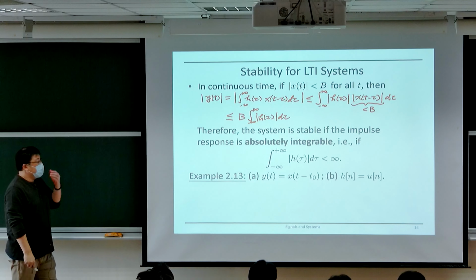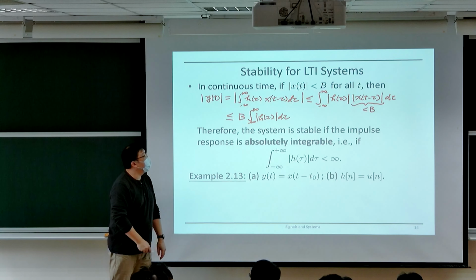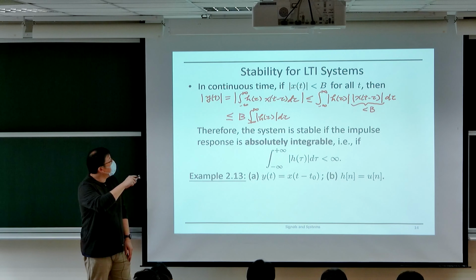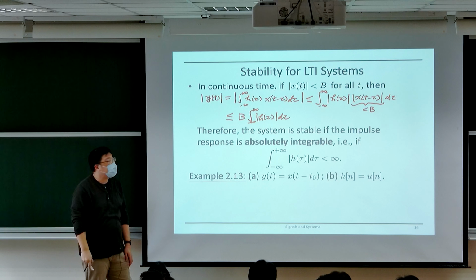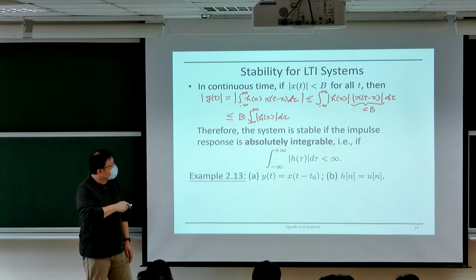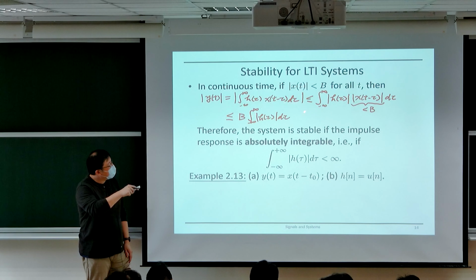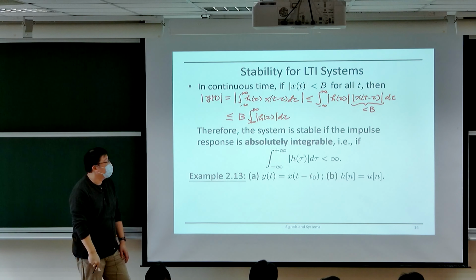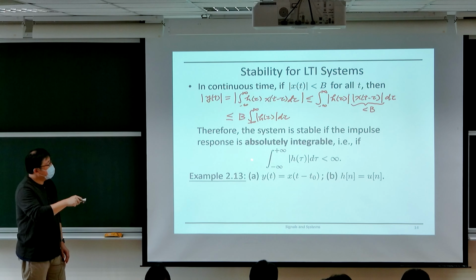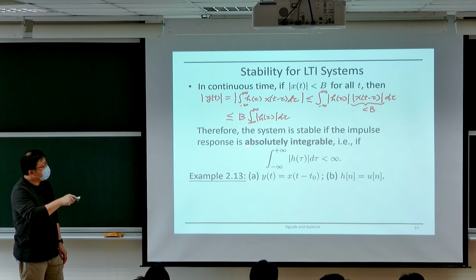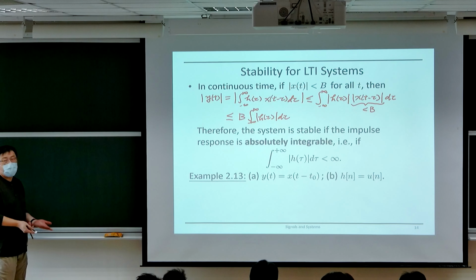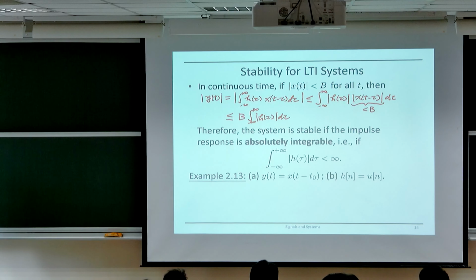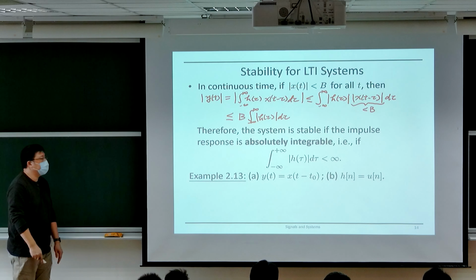Okay? So similar to before, you will have a stable system, or you will have an output that is also bounded if this integral here is finite. And this integral here is called the absolute integral of the impulse response h. So if this is finite, meaning that the impulse response is absolutely integrable, then you also have a stable system in continuous time.